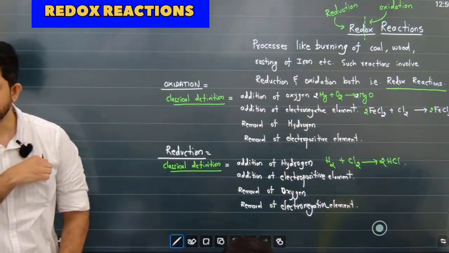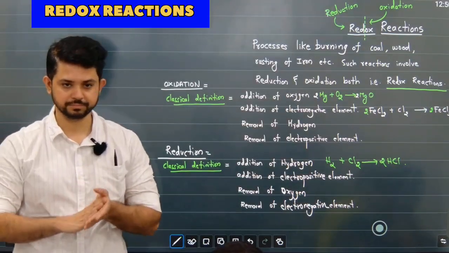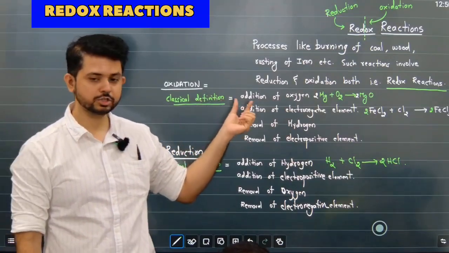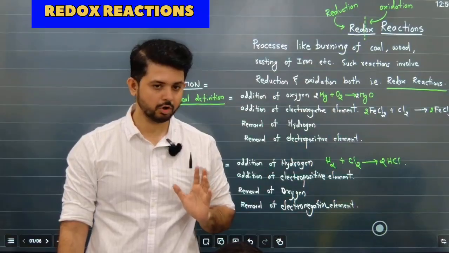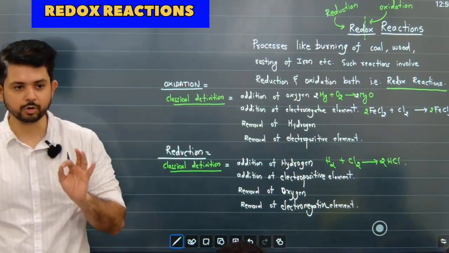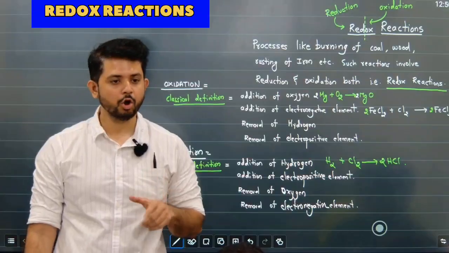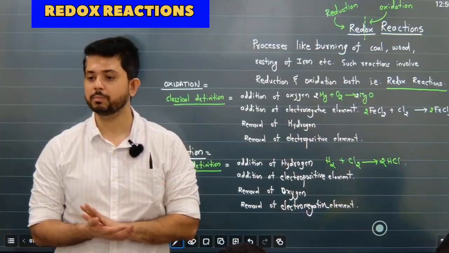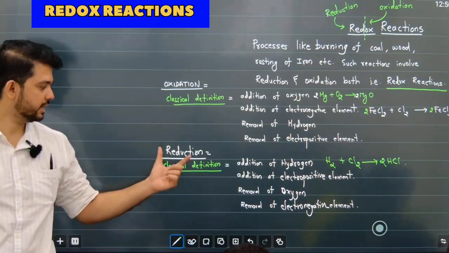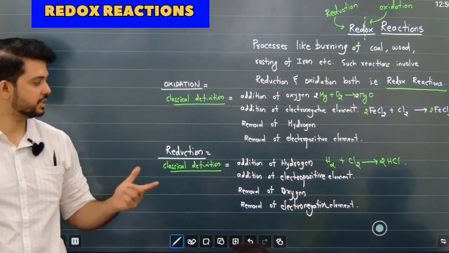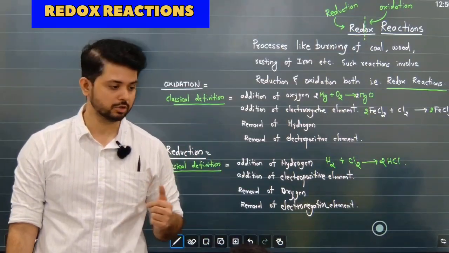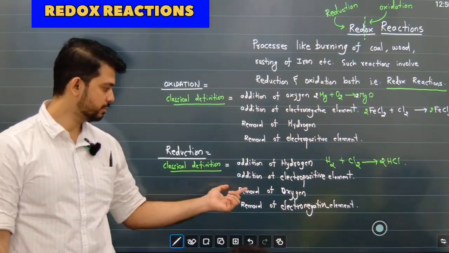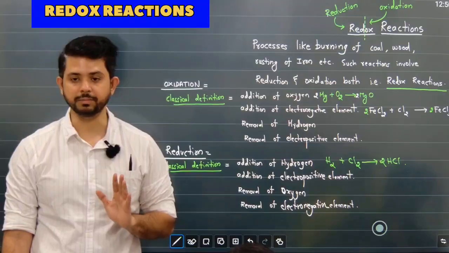Now, let's start with the classical definition of oxidation. What do you mean by oxidation? Oxidation means the addition of oxygen, or the addition of an electronegative element, or the removal of hydrogen or the removal of an electropositive element. Similarly, what exactly is reduction? The classical definition says reduction is the addition of hydrogen or the addition of an electropositive element, and it is the removal of oxygen or removal of an electronegative element.